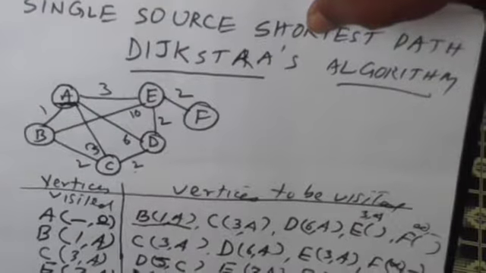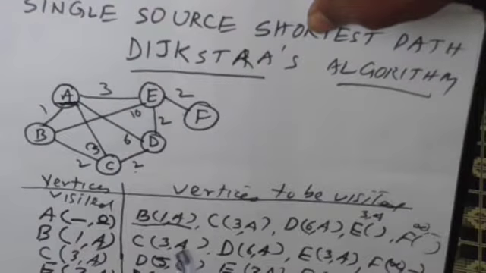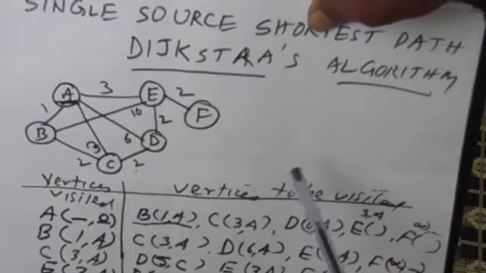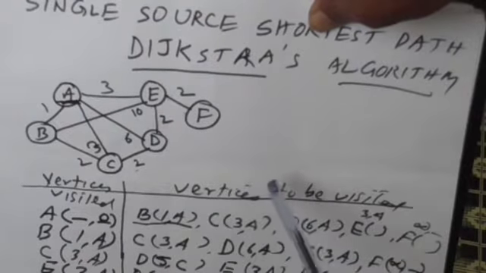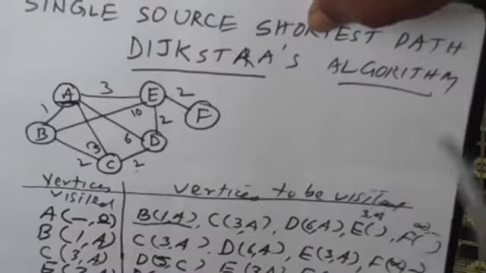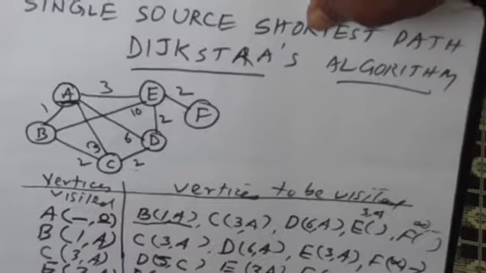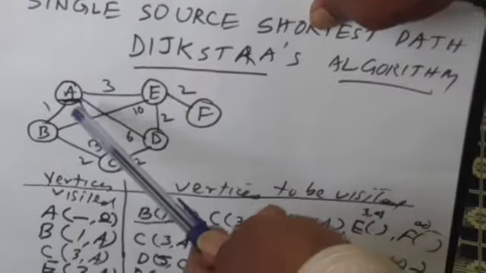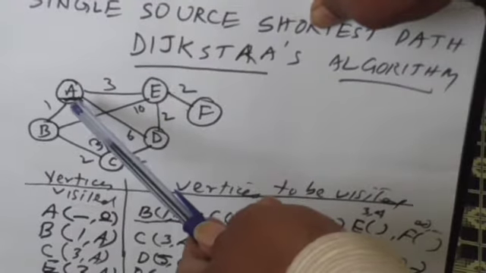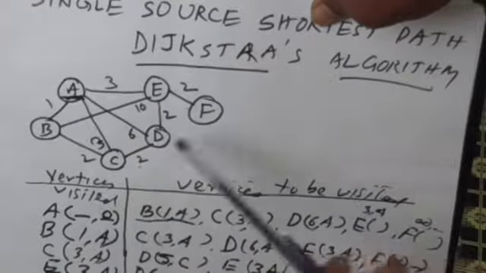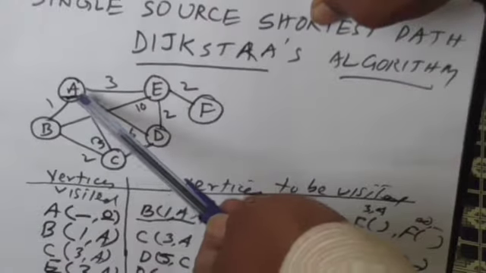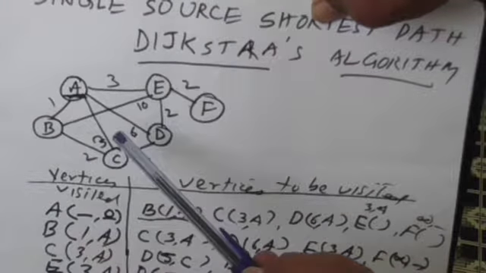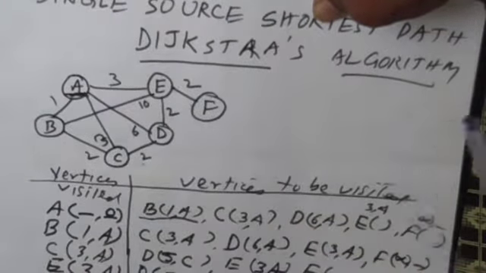Our goal is to find the minimum distance starting from any vertex to any other vertices which are reachable from that particular vertex. So if I start with A, let us say I want to find the single source shortest path answer from vertex A to all other vertices which are reachable from A.